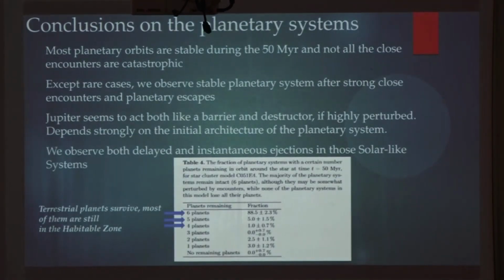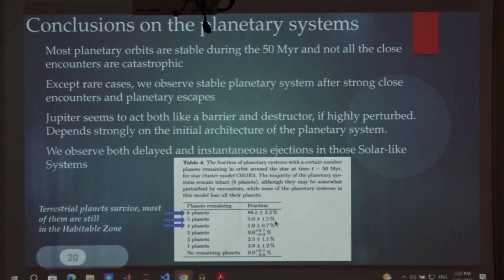As for the planetary systems, most planetary orbits are stable during the 50 mega years, and not all the encounters are catastrophic. We expect all the planetary systems that eventually lose planets to be stable after a little while. Normally, it is much less than 0.1 mega years. And Jupiter, as you saw, is both a barrier and a structure irreparably perturbed. And finally, a lot of planets actually survive. So the planetary system is actually very resilient in a star cluster. And the loss of planets is actually a smaller part of the whole.